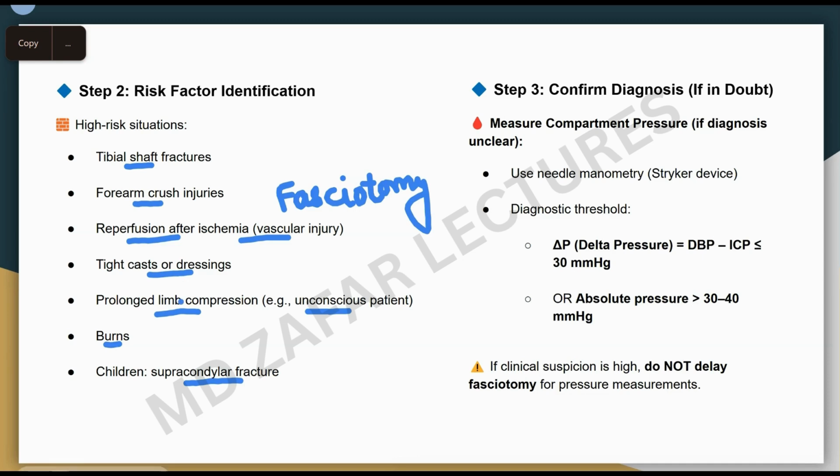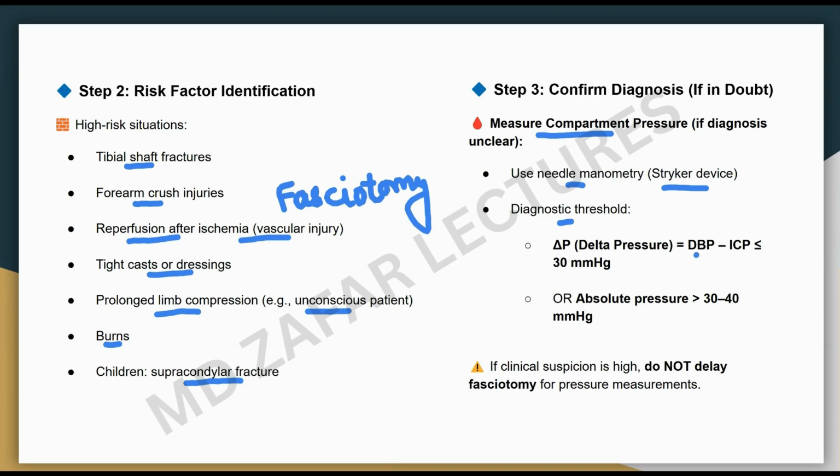Now, once you have identified or are suspecting a compartment syndrome, what should you be doing? You should be measuring the compartment pressure. Although it is a clinical diagnosis, for the sake of theory, you should understand the different modalities. We can use needle manometry, known as the Stryker device, or we can use the diagnostic method, which has two options. We can use either the delta pressure or the absolute pressure.